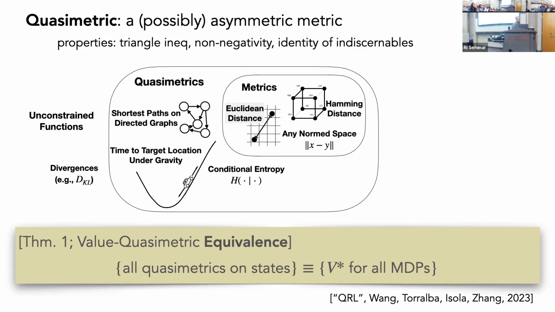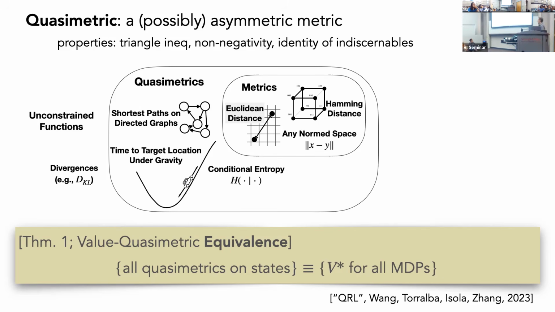Okay, and in particular, one thing that we've proven is that the optimal value function is always a quasimetric. I showed you the intuition that it would satisfy the triangle inequality. And additionally, for any quasimetric function, there exists an MDP, a Markov decision process, for which the optimal value function is that quasimetric. So what this says is that the space of quasimetrics and the space of optimal value functions are identical. They're the same space.